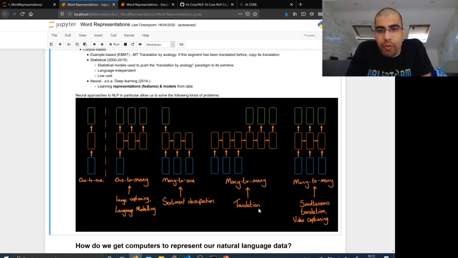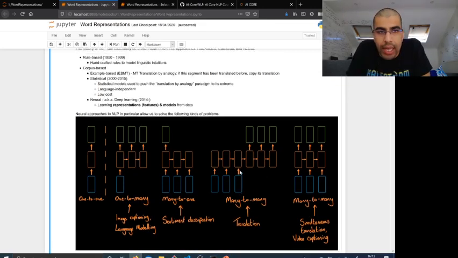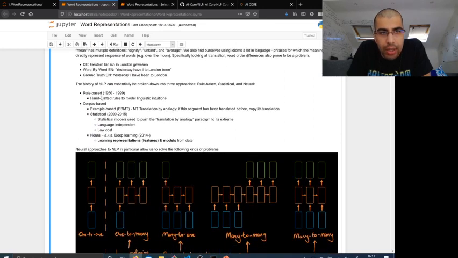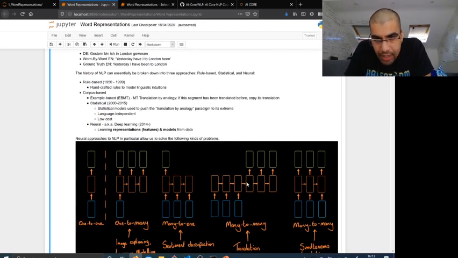One example of many-to-many is translation. We feed in a whole source sentence, let's say this sentence in German: Gestern bin ich in London gewesen. Apologies for any German people out there, my German isn't the greatest. Once our network has processed this input sequence, we then start generating an output sequence, which is the translation. So we've processed this German sentence, and now we want our network to output, yesterday I have been to London.